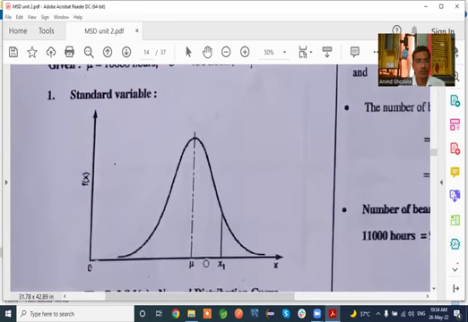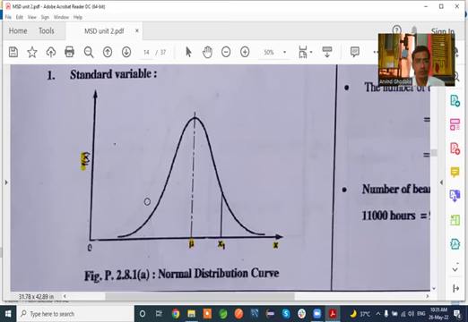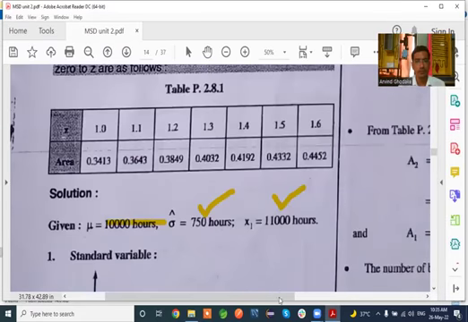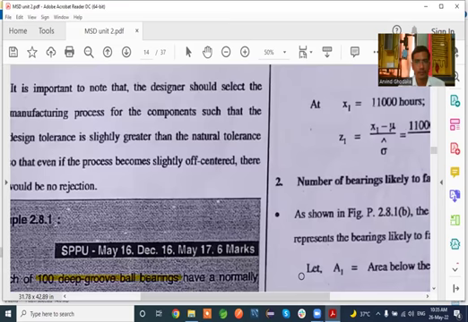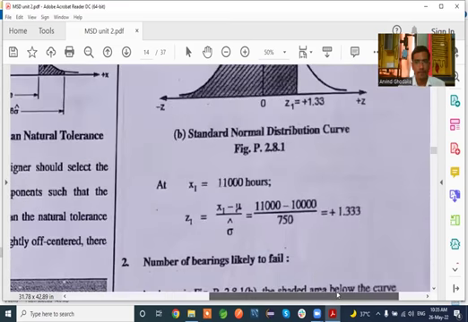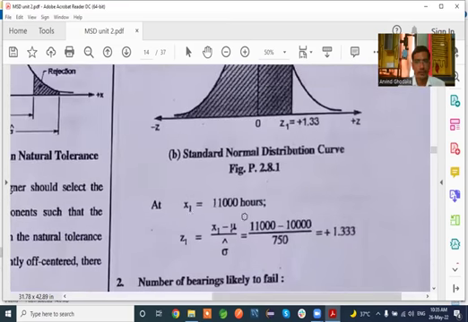Therefore, this is a standard variable curve. X will be the standard variable, X1 will be the first observation, mu is the mean, and f of X is the frequency of observation. Then, at X1 equal to 11,000 hours, Z1 is equal to X1 minus mu upon sigma.